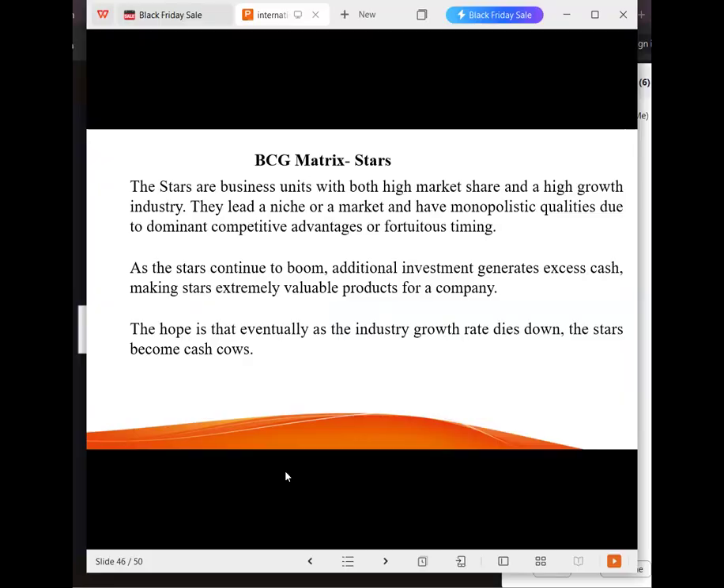The market share is high, then the industry growth is also high, is increasing. Competitors are coming in, it's getting to the saturation point, but not up to the saturation point. But people are recognizing that industry as one to tap into. So you're saying that they did a niche or a market and have monopolistic qualities due to the dominant competitive advantage of fortuitous timing. So that is why it's that. What it is saying is that they have clients, they're able to penetrate the market.